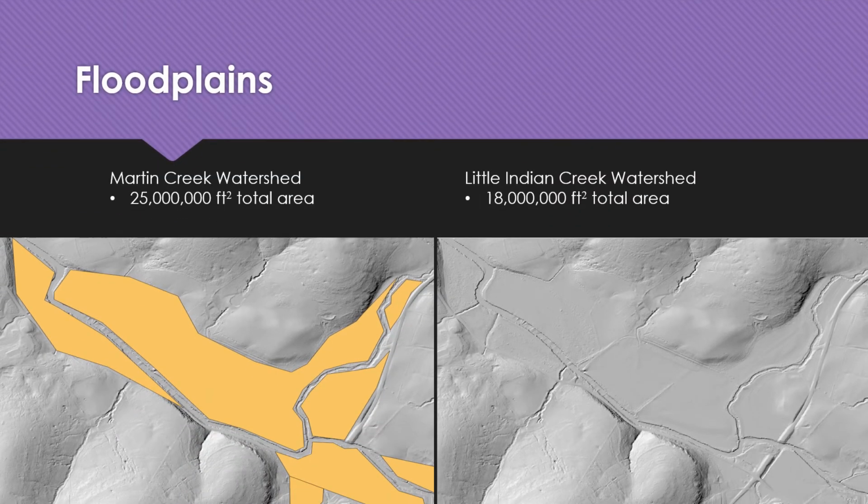The floodplains in the Martin Creek watershed have a total area of 25 million square feet, while the Little Indian Creek watershed has a total area of 18 million square feet. On the bottom left, you can see the drawn feature class as opposed to the base hillshade layer on the right.